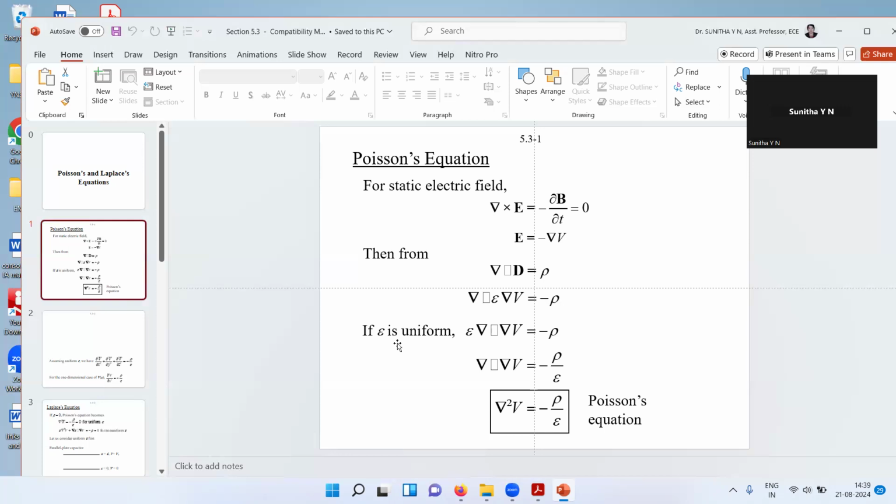Since epsilon here is uniform, considering the medium to be the same throughout, we can write an equation like this. Taking epsilon to the right, we get it in the denominator. So we have del square V is equal to minus rho by epsilon. This is what we call Poisson's equation.